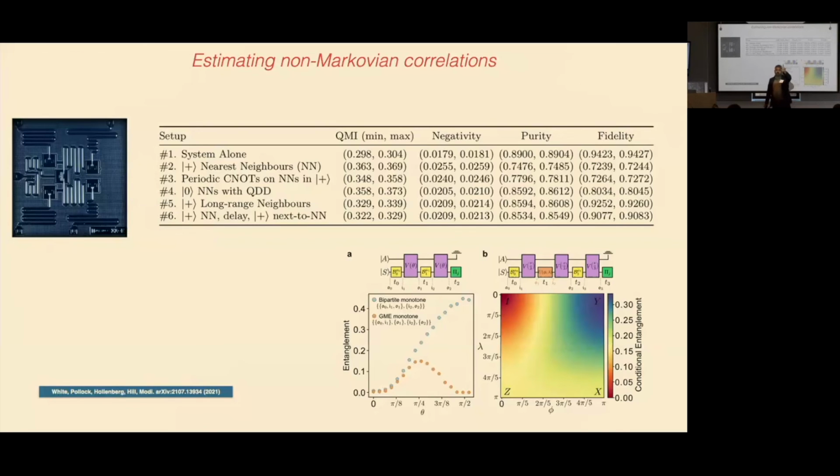So let's say you have a bipartite state, rho AB. Its relative entropy to its marginal is identical to the quantum mutual information. So we just call it quantum mutual information. It's probably a bad title.